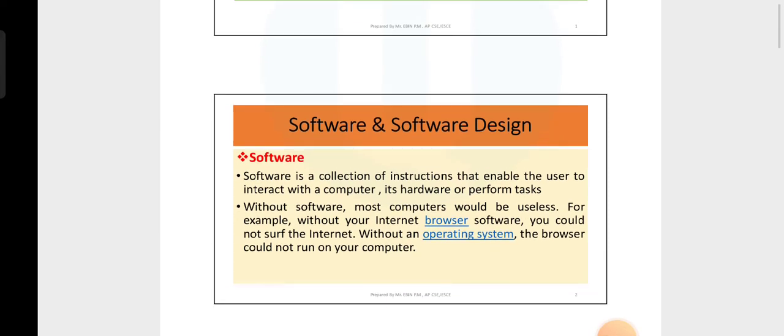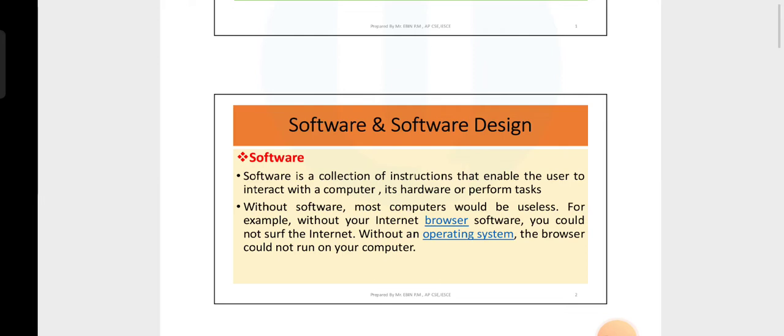Basically, before going to the approaches of the software design, first we will know about what is software. Software is a collection of instructions or programs, you can say, that enable the user to interact with the computer, its hardware, or perform the task. Basically you can say software is a set of computer programs. It is used to operate the computer's operations or to execute specific tasks. So it's the main part of our computer system, that is the software.